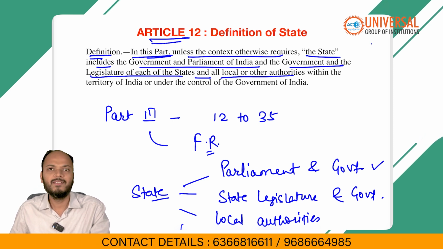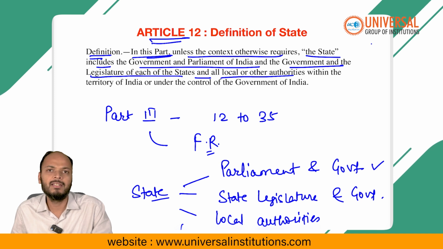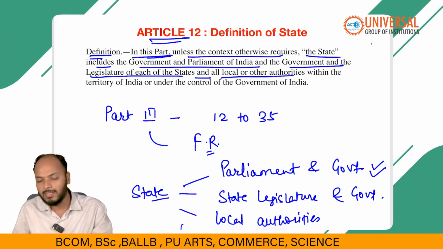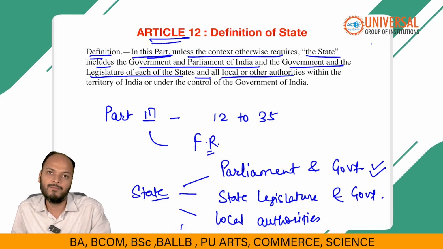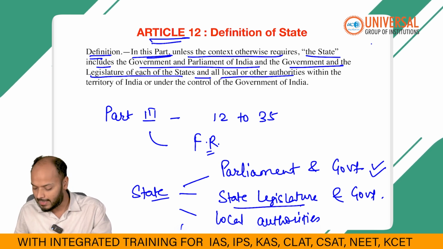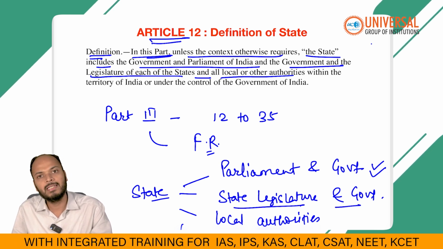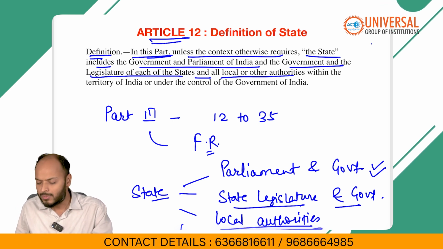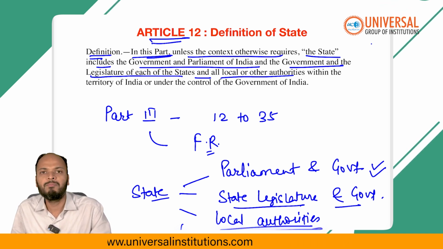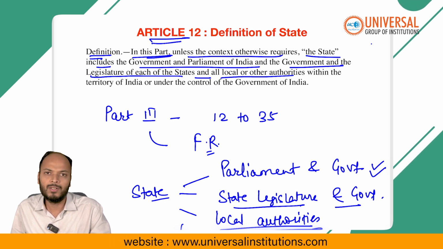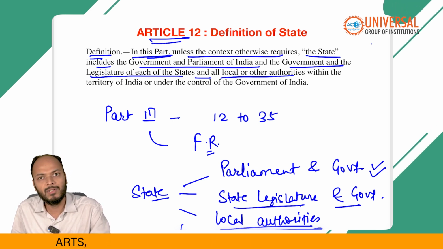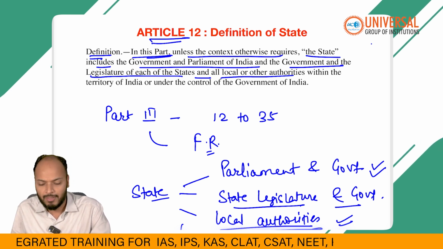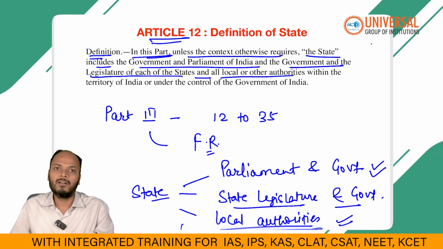So the first point is very clear that Parliament of India at the central level as well as the government of India are considered as state for Article 12. Then the state legislature as well as the government at the state level are also considered as state. Then local authorities. So all such authorities which perform local governance, for example rural local bodies as well as urban local bodies, are also part of state under Article 12. And the last thing is other authorities.